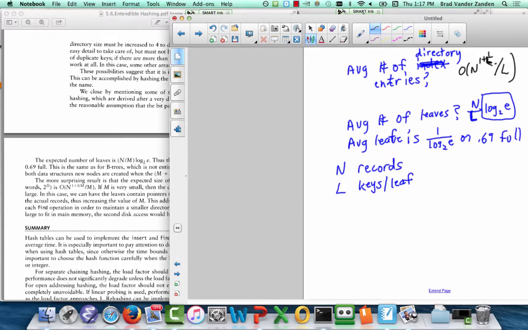So that's not the average number of bits, that's the actual average number of directory entries. So as long as you pick L to be quite large, the directory doesn't tend to get that big, as long as your hash function randomly distributes the keys. Okay? So, questions about any of that?